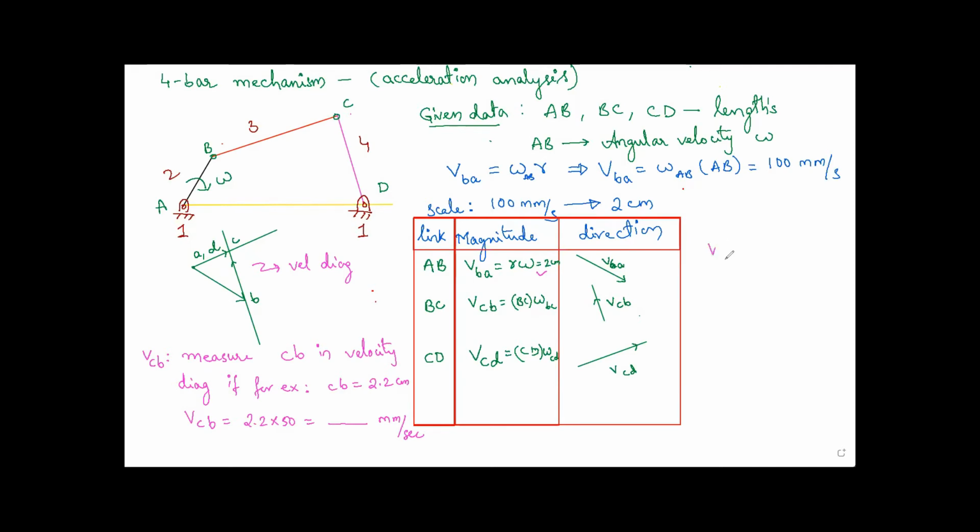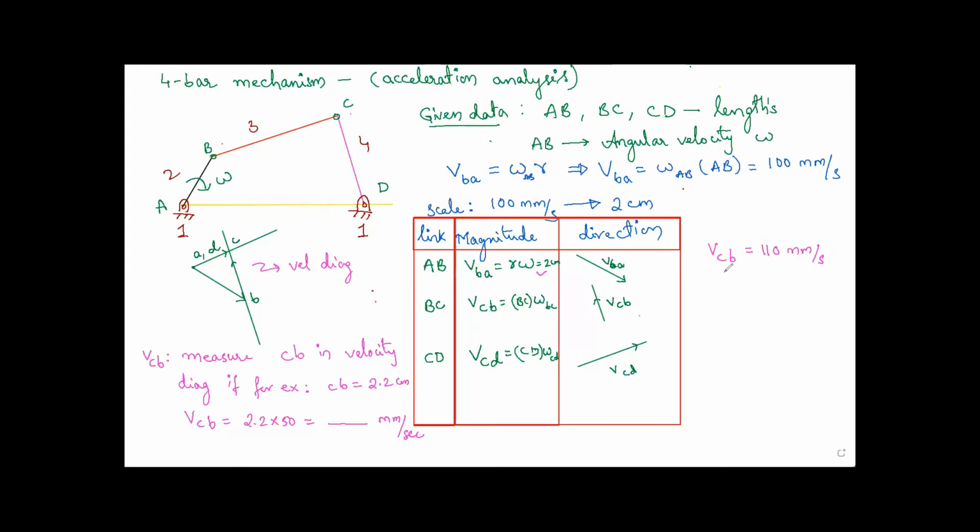Once I get the velocity of C with respect to B, if you calculate it, you will come to know the velocity. So you got the velocity as 110 mm per second after calculation.